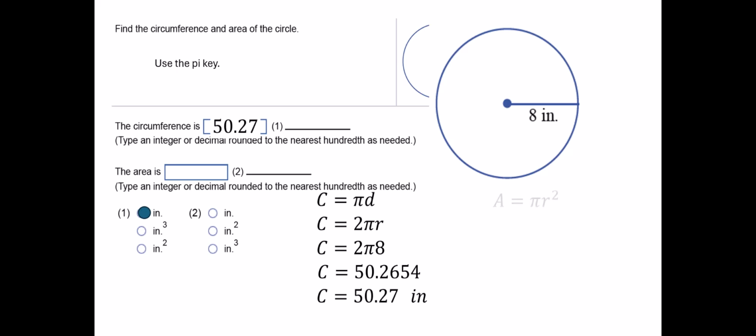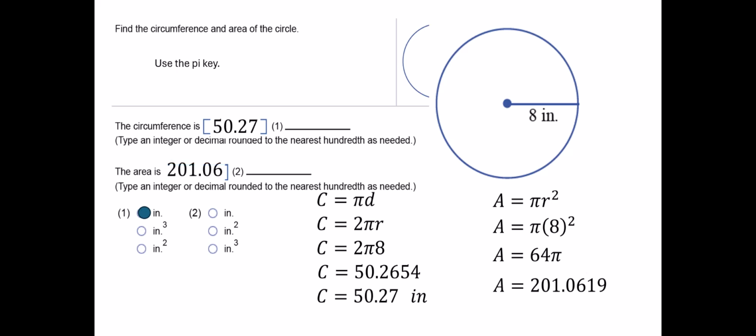Now let's look at the area. Area is pi r squared. Once again, all we do is substitute 8 inches, our radius, in for r. That's the same thing as 64 pi, because 8 squared is 64. But since they want an integer or a decimal, we're going to take 64 times pi on our calculator. That gives us 201.0619, rounded to 2 decimal places, and we end up with 201.06. And what is that? That's inches squared, because it's an area.